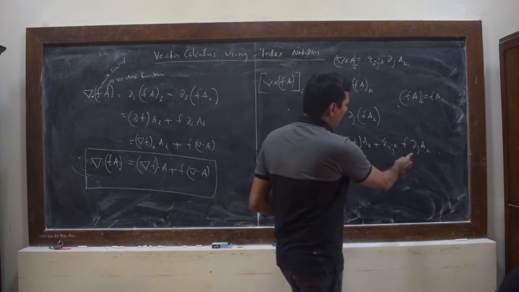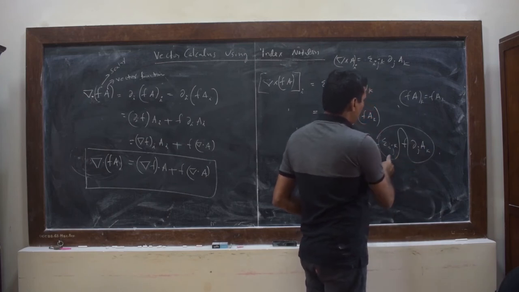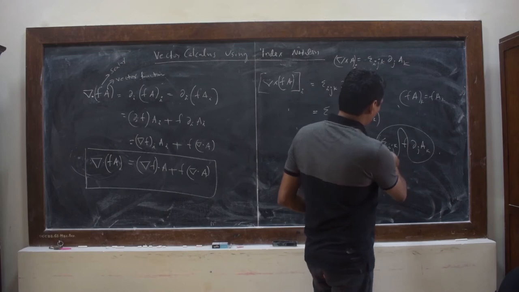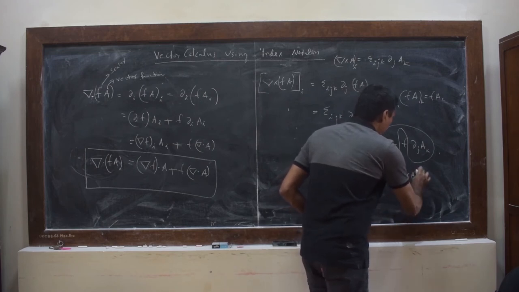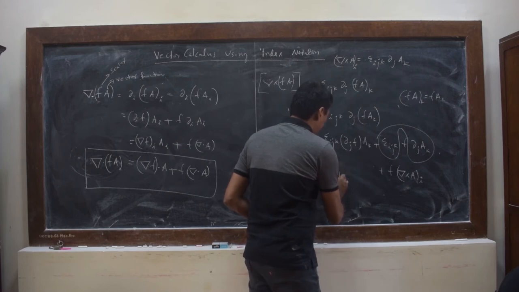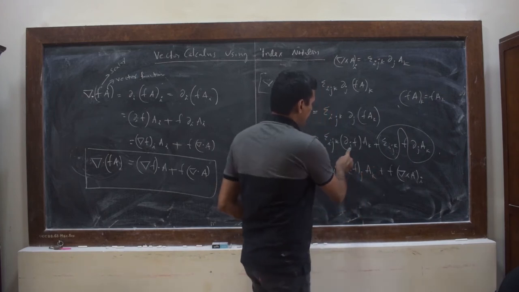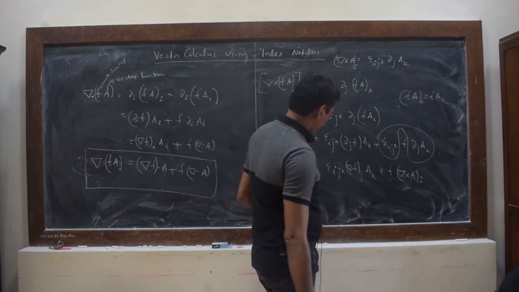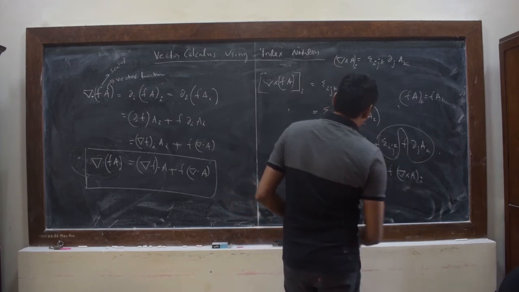All right. When you look at this object, epsilon_ijk into del_j a_k, this together is nothing but the ith component of del cross a. So this is equal to plus f into del cross a, whose ith component. And here you can see that del_j f is the jth component of grad f, into a_k. So epsilon_ijk del_j f into a_k.